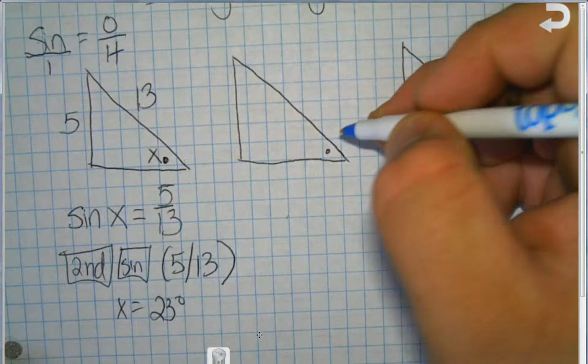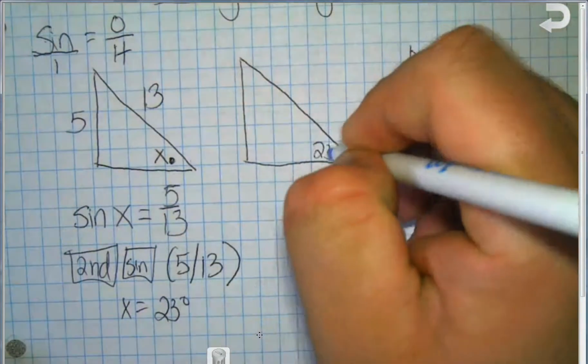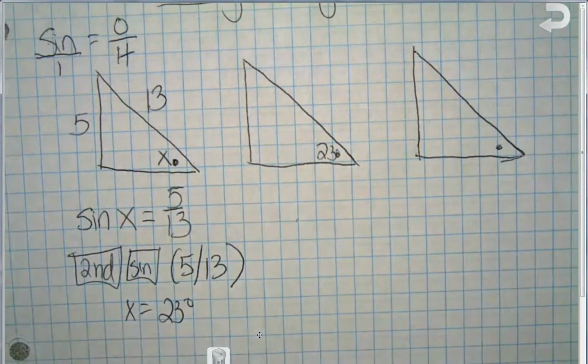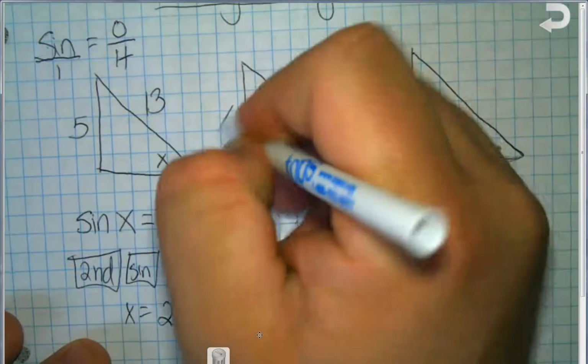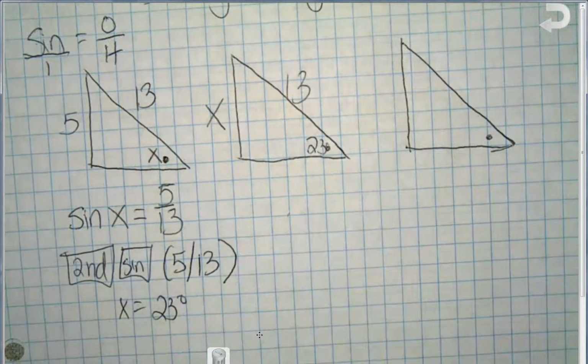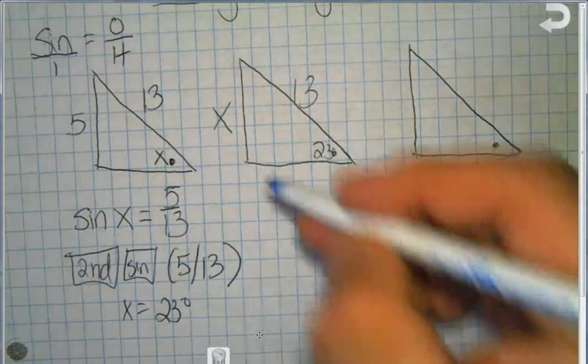Now, for our second example, they can give us the angle measure. So they can say that angle is 23 degrees. The hypotenuse is 13. How long is this side? You already know how long that side is because we've been doing this problem for 2 days. But if you didn't know, we still have to set up the same proportion.